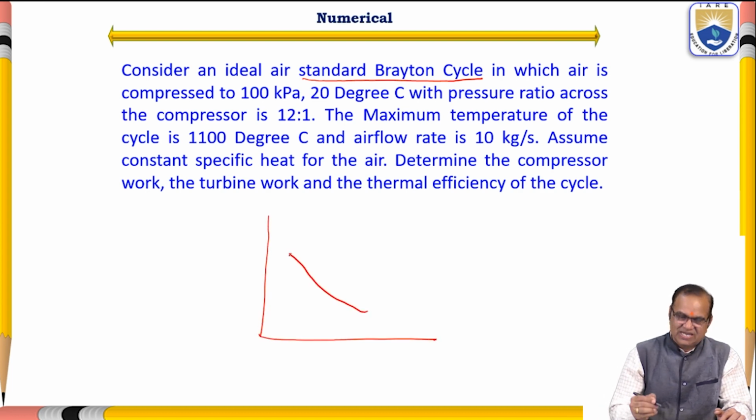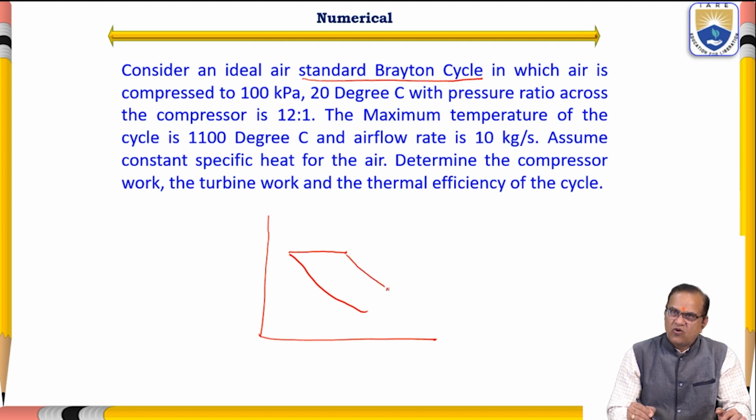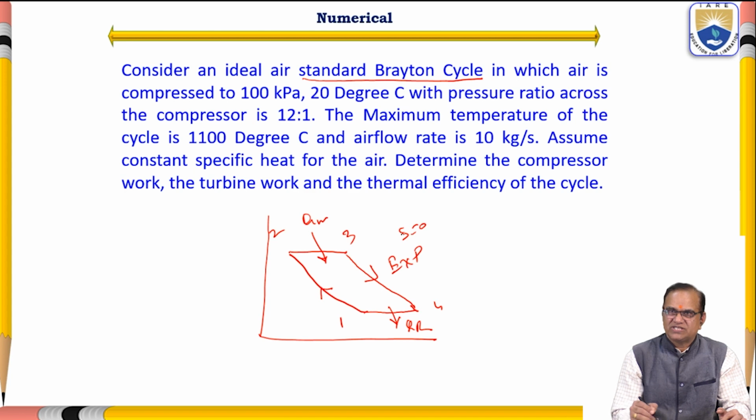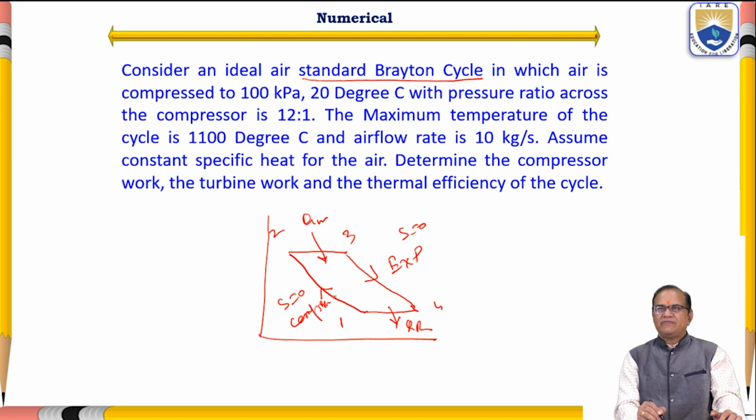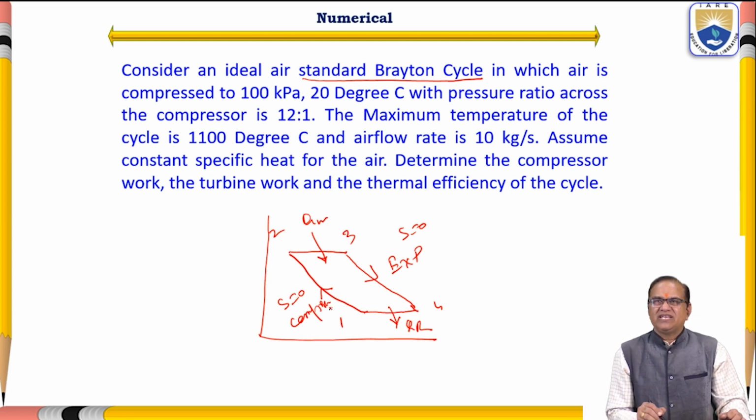So 1 to 2 is a compression, 2 to 3 is a constant pressure heat addition, 3 to 4 is expansion, and 4 to 1 is constant pressure heat rejection. This is the Q_R, this is the Q_in, this is the compression, this is the expansion. S is equal to constant here, and S is equal to constant here. So these are the things which are given here.